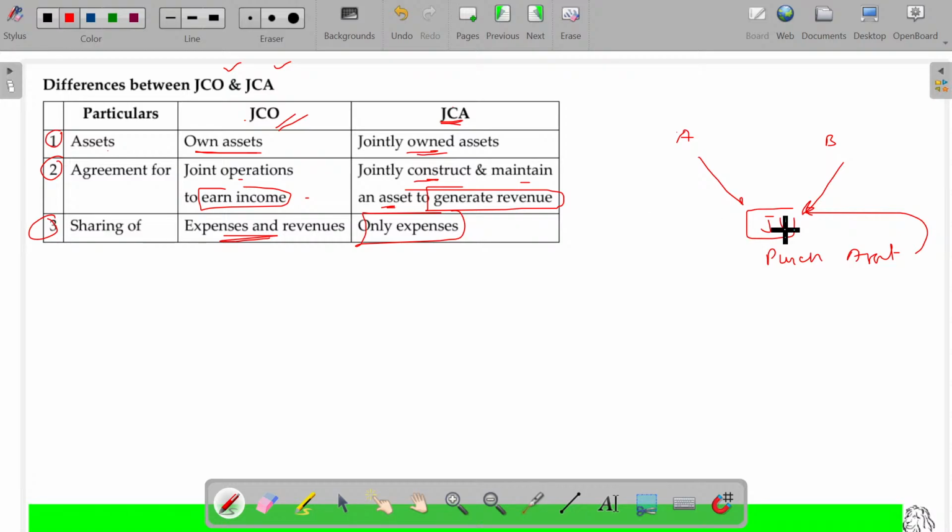Because in case of a joint venture with JCO, they have revenue also, expenses also. The difference between these two will be net profit. The net profit will be shared between A and B. In case of jointly controlled assets, they have the assets, and all the expenses related to maintenance and running and depreciation are directly debited to their P&L account. There is no revenue generation at all.